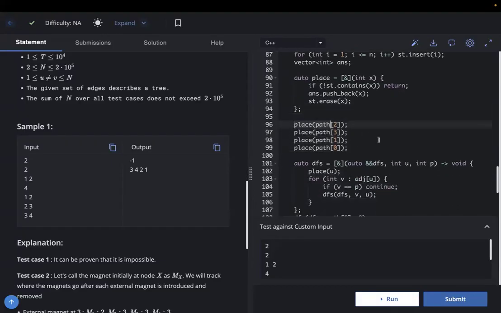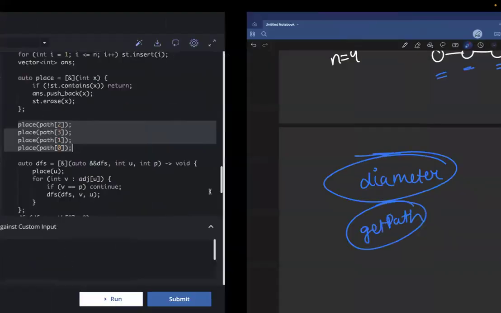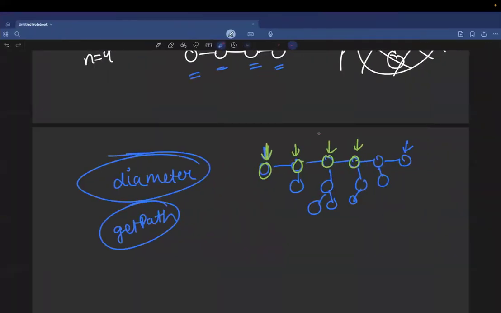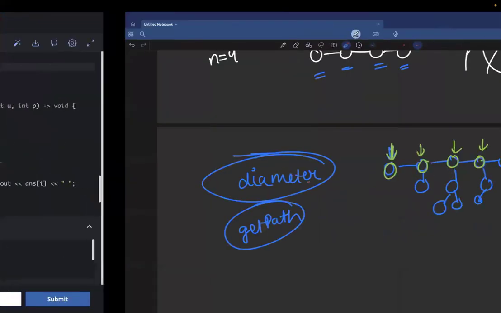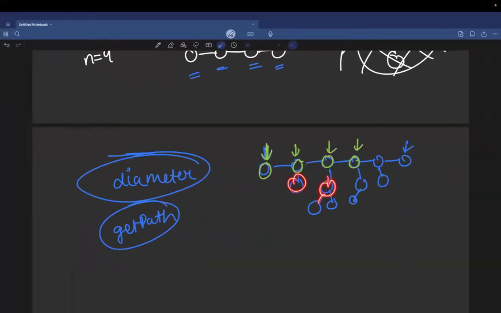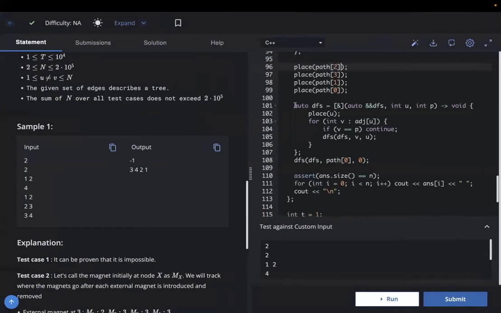And initially, I'm just placing the magnet at the first four nodes in the path. First at this place, then this, then this. So the indices are, sorry, 0, 1, 2, 3. So the indices are first 2, then 3, then 1, then 0: 2, 3, 1, 0. And then for figuring out the nodes where I will have to place the external magnet, I'm applying a DFS. You can apply a BFS if you want.